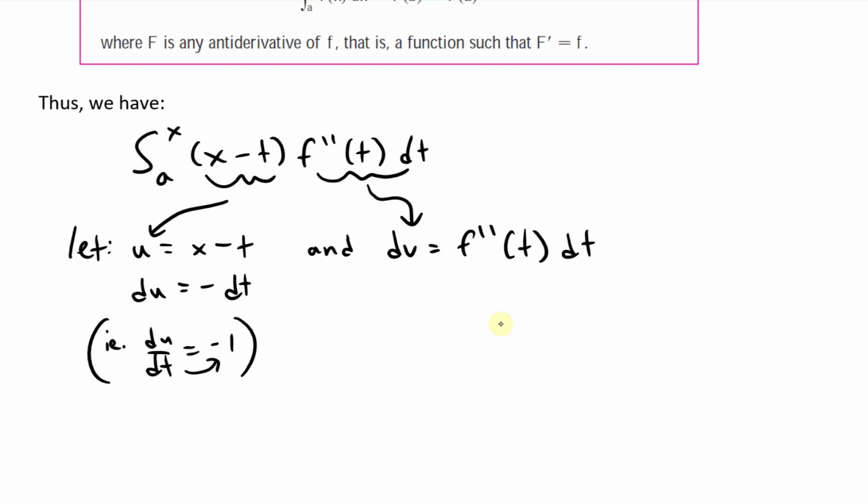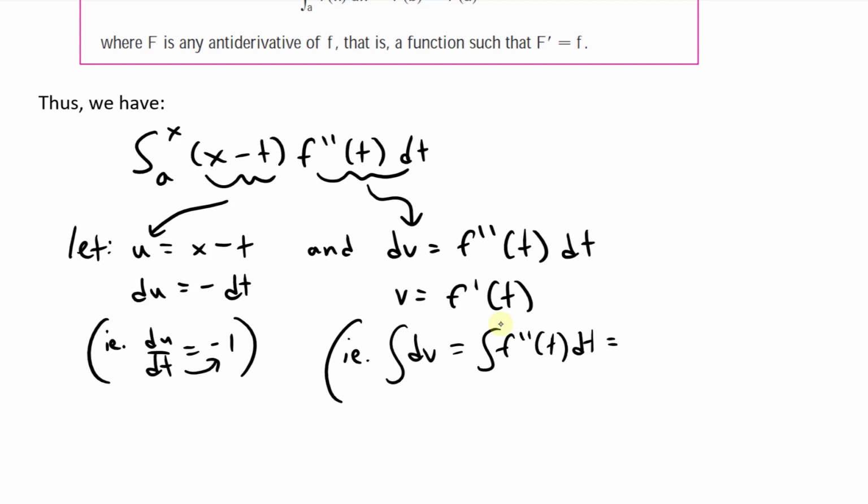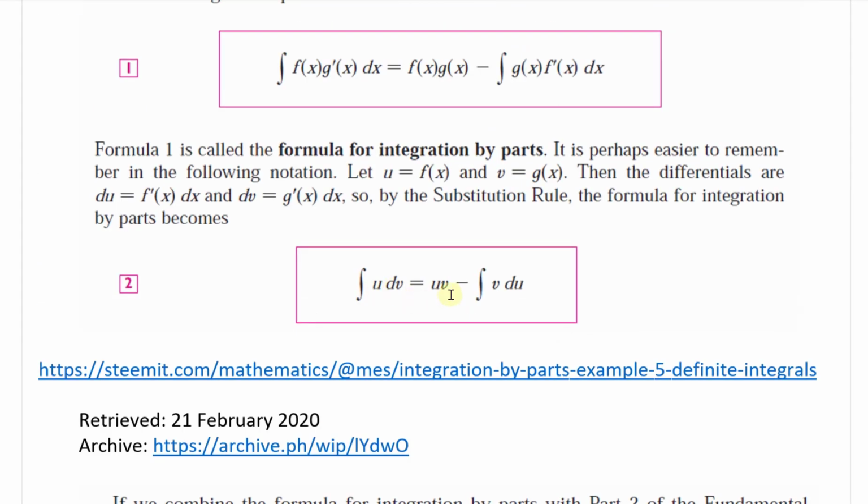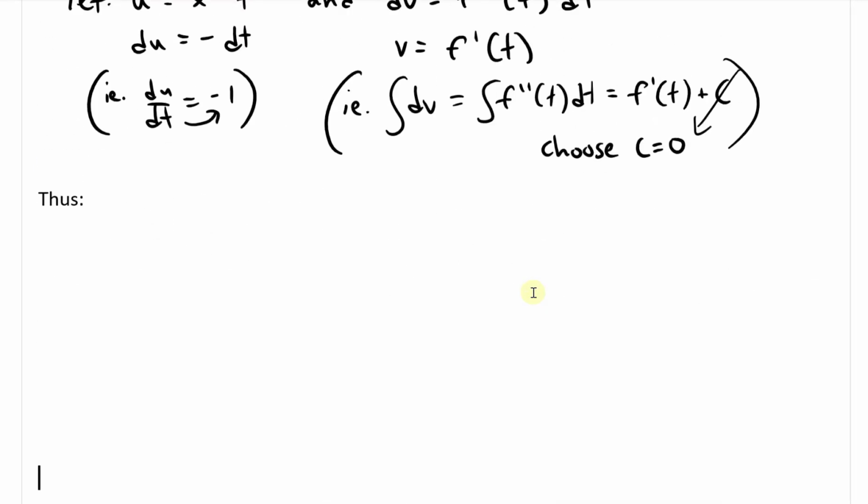Also here, we want the integral of dv, any antiderivative of this. So v is going to equal f prime of t. In other words, the integral of dv equals the integral of f double prime of t dt, which equals the antiderivative of f double prime, that is f prime of t, plus a constant c. Here we could choose anything, so we'll just choose c equals 0. So that's what we have by applying by parts: the integral of u dv becomes uv minus the integral of v du.